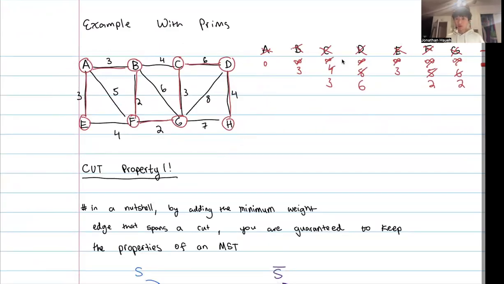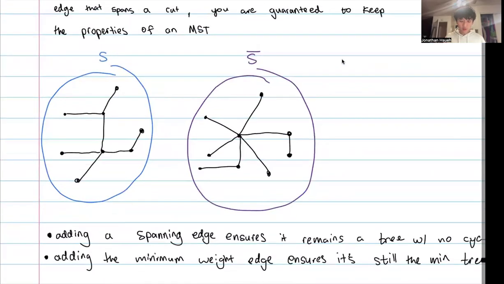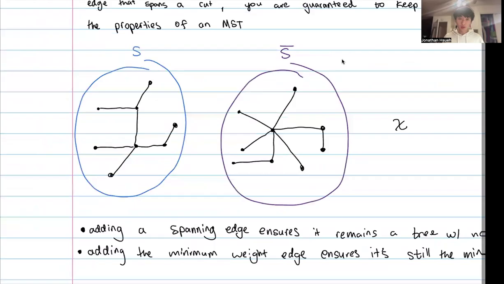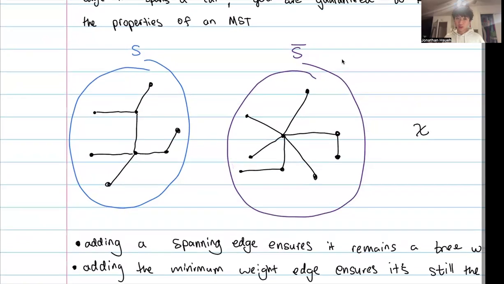And now we're going to move on to the topic of this, the cut property. So in a nutshell, if you have a graph with two separate partitions, if you add the minimum weight edge that spans those partitions or cut, you are guaranteed to keep the properties of an MST. Now, what does this look like? Let's say all of these edges in black are part of an MST we are building called X. And let's say we can split it up in a way that everything on this side is disjoint from everything on this side. And that means that there's no overlapping edges that are currently in X.